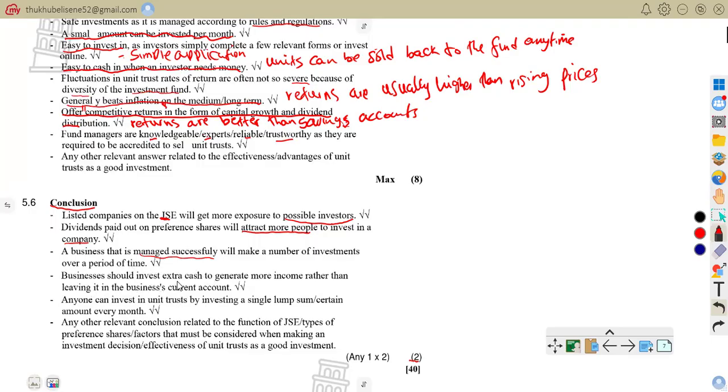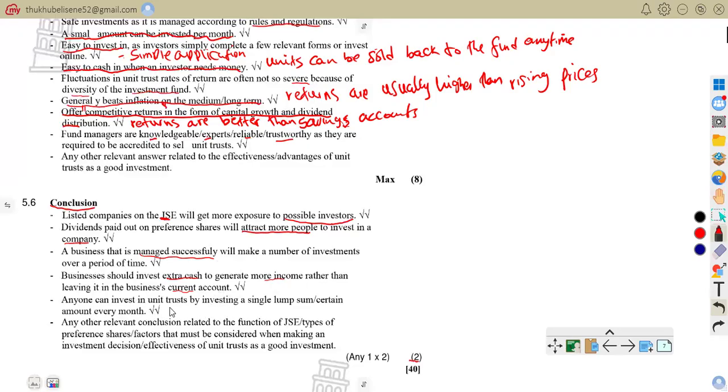Business should invest extra cash to generate more income rather than leaving it in the business current account. So they are not to leave the cash in the current account. They have to reinvest it so that they can grow their business. They are to invest extra cash so that they will have more income, rather than leave the money just staying there in the account doing nothing.